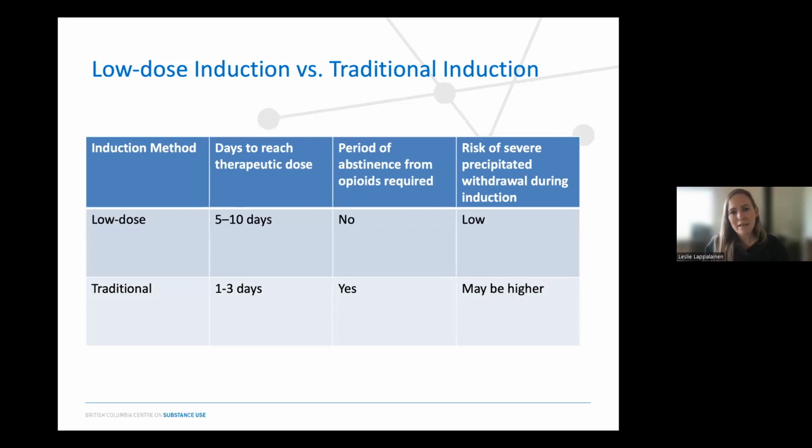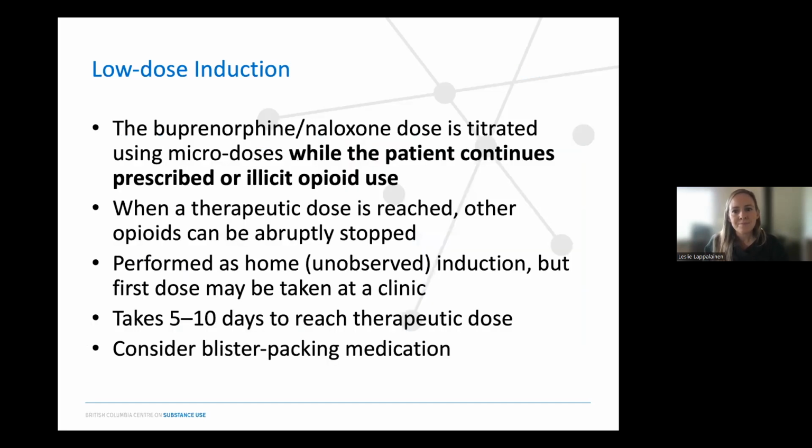So here's a little table that shows pros and cons of both approaches. With a traditional approach, you can titrate someone quickly, whereas with a low dose induction approach, it's going to take you longer to get to a therapeutic dose. But the risk of precipitated withdrawal is lower with a low dose approach compared to traditional. And with a low dose approach, you don't require that period of abstinence.